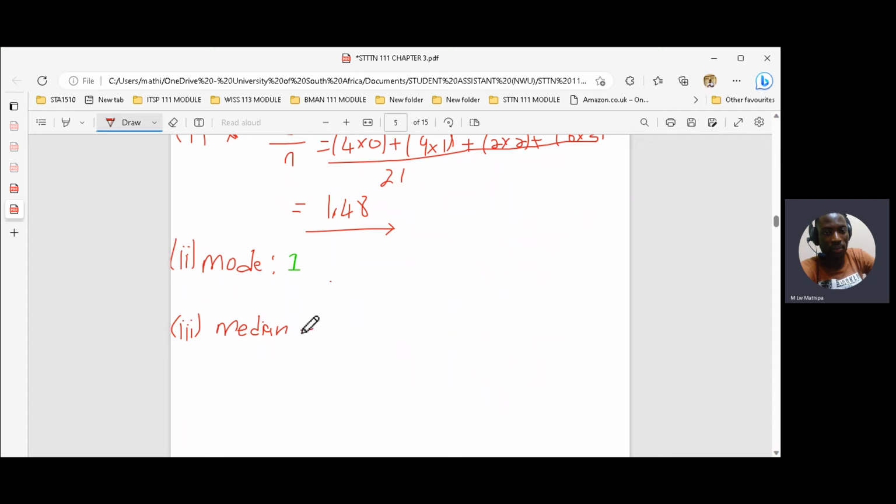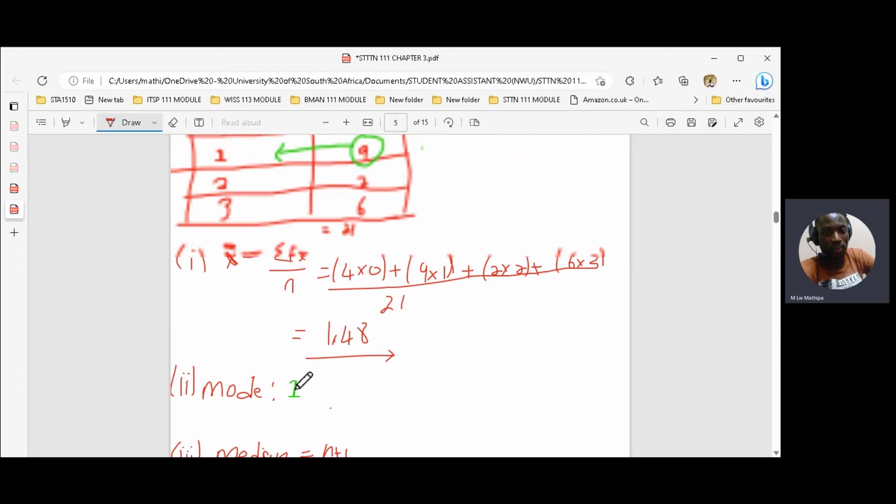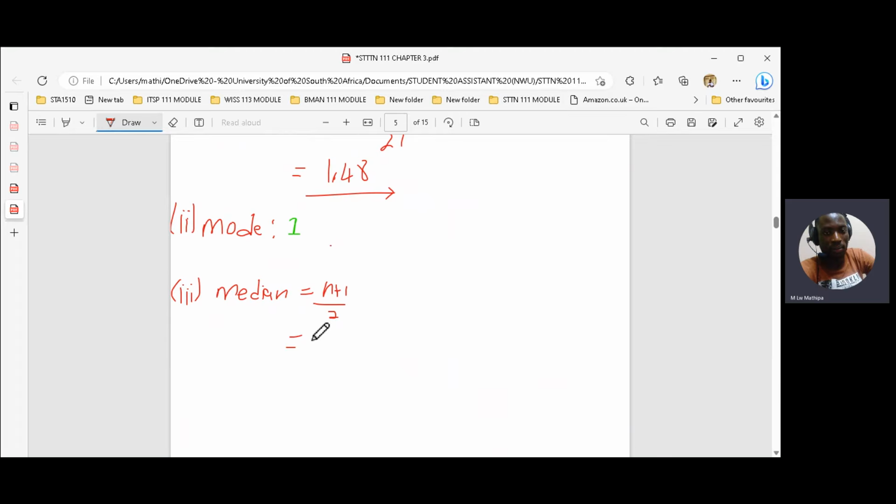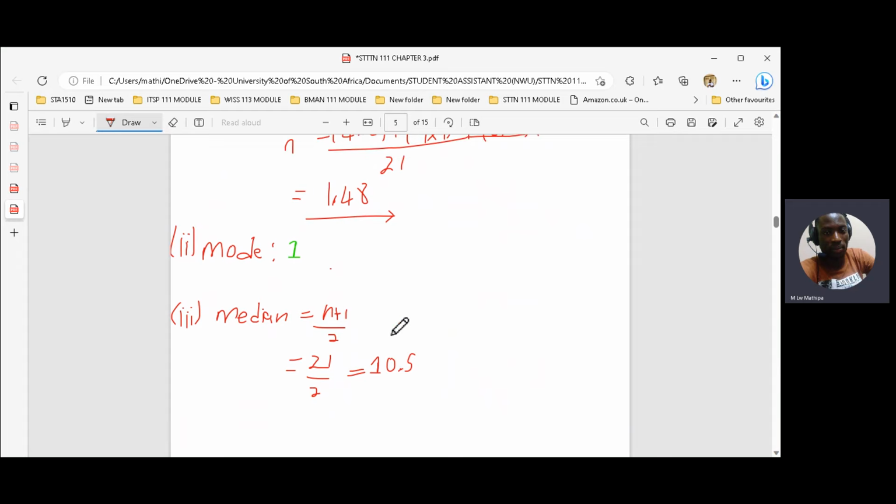For the median for grouped discrete data, we are still going to use the same formula, which is n plus 1, then divide by 2, for the position. And we already know the value of n, which is 21. So it's going to be 21 plus 1, that is 22, divided by 2, which will give you 10.5. This 10.5 is not our median value, it's the position.